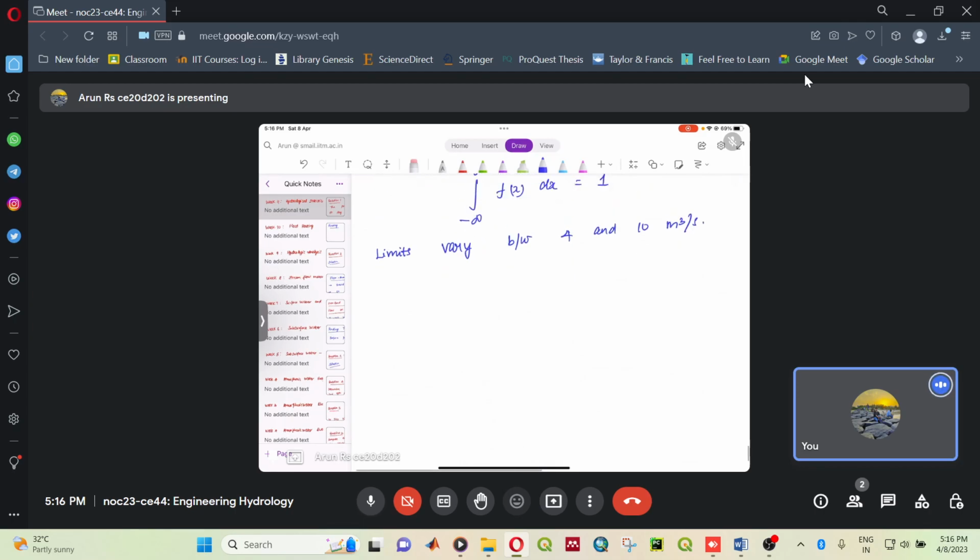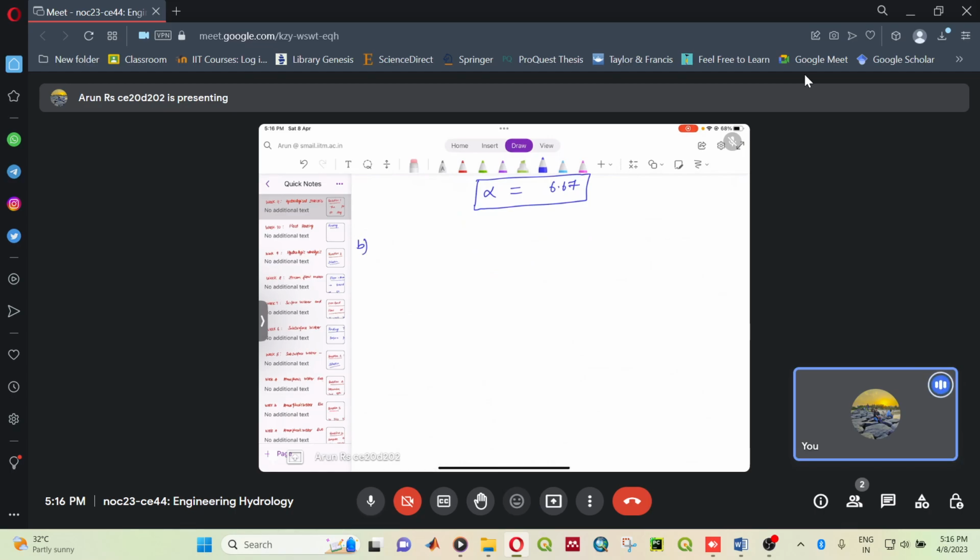So we can find the value of alpha by integrating between 4 and 10. The function is alpha by x square dx. This should be equal to 1. So if you integrate this, you will get alpha as 6.67. So this is the first part of the question.